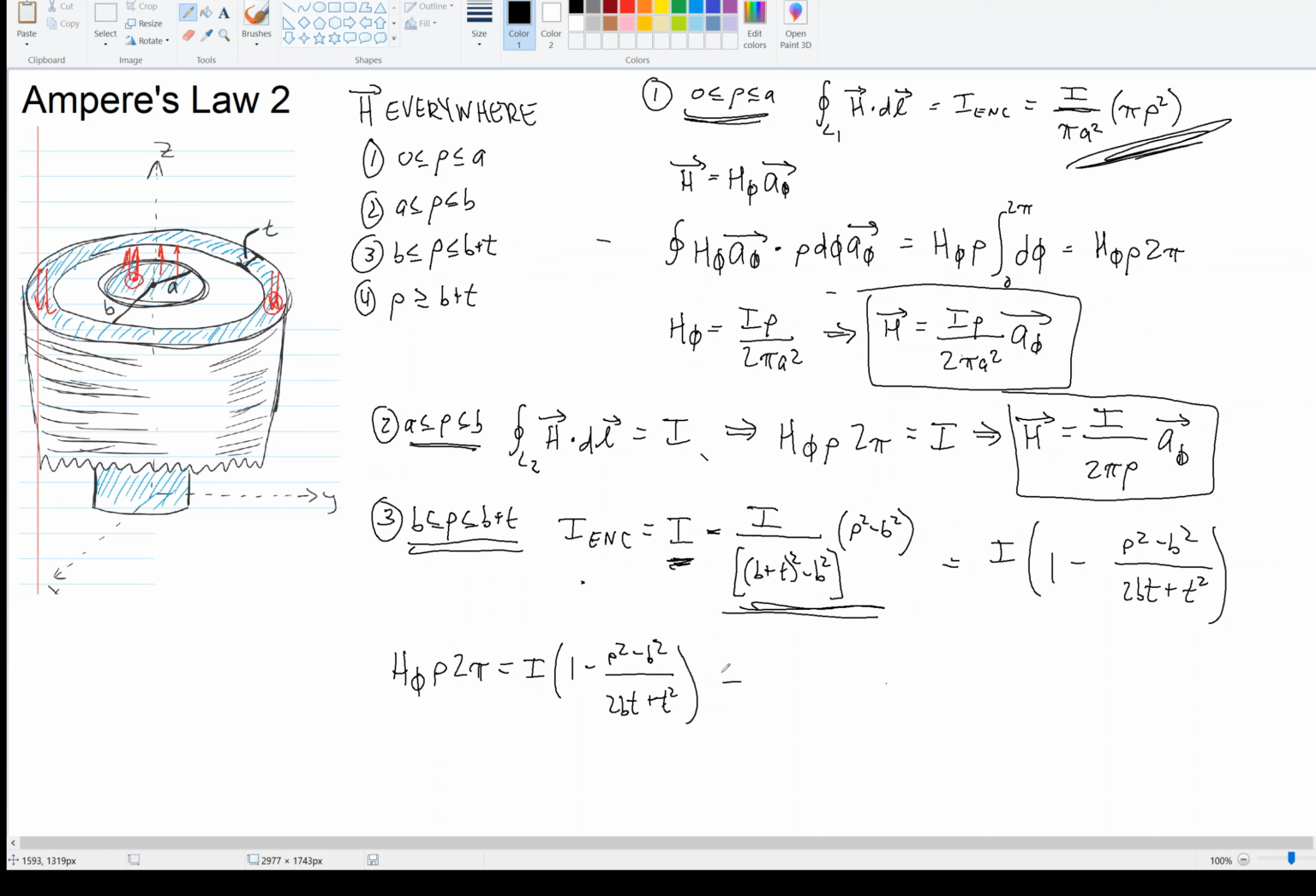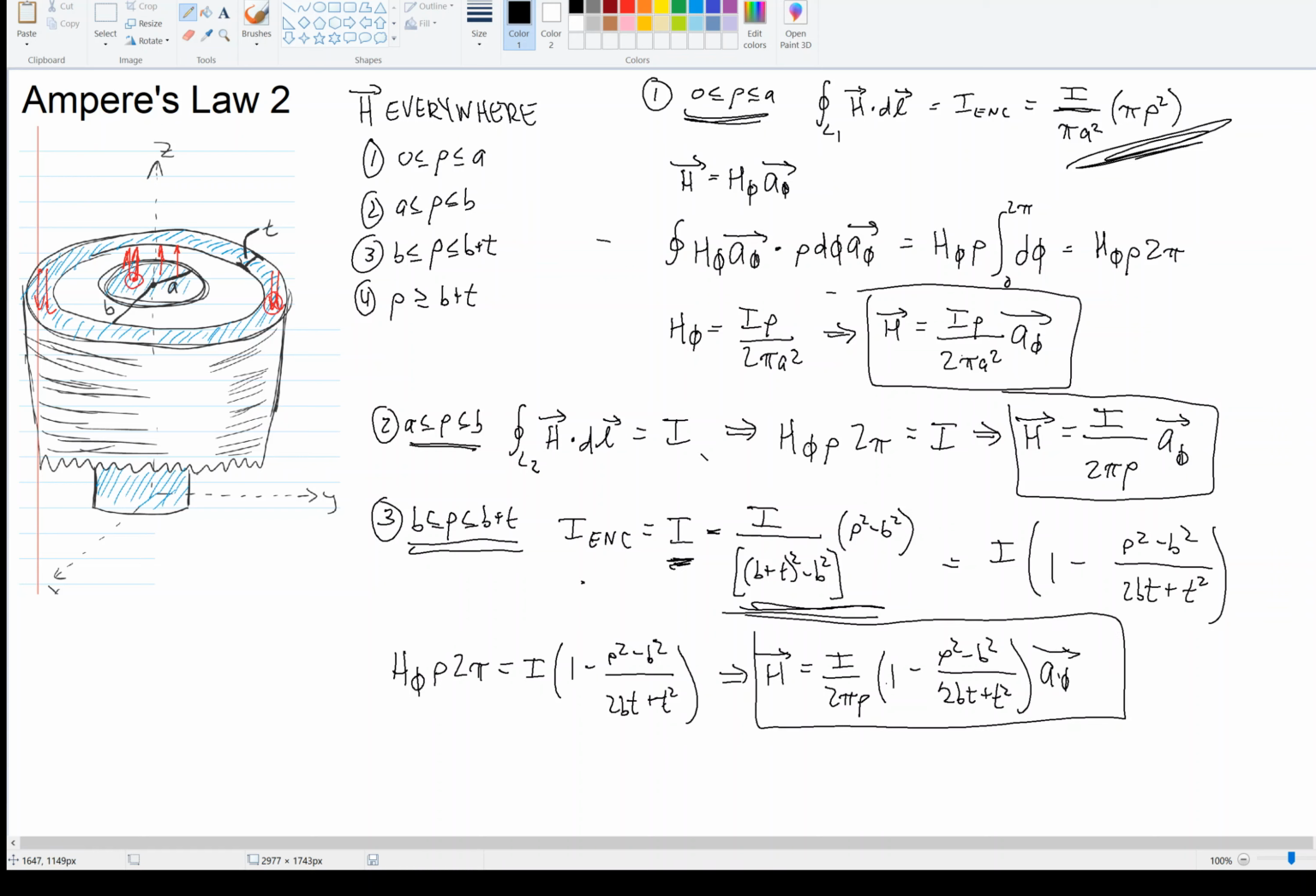And then we can solve that for the phi component of H and put it in vector form, and we see that H is equal to I over 2 pi rho times 1 minus (rho squared minus b squared) over (2bt plus t squared) a phi, like this. So that is the third region.